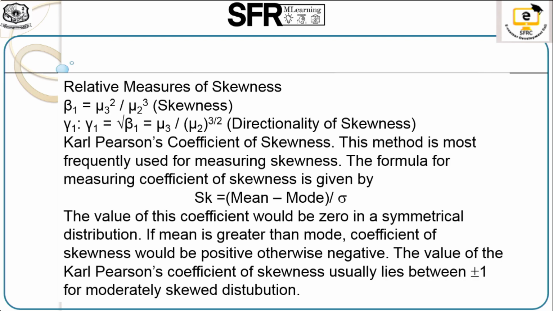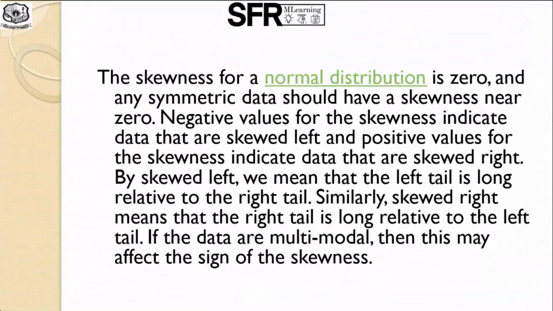If the value of the coefficient of skewness is between plus or minus 1, then the skewness will be told as moderately skewed. It is known as a moderately skewed distribution. Next, let us know about the skewness for the normal distribution. In a normal distribution, the value of the skewness will be 0, and then it will be called a symmetrical distribution.